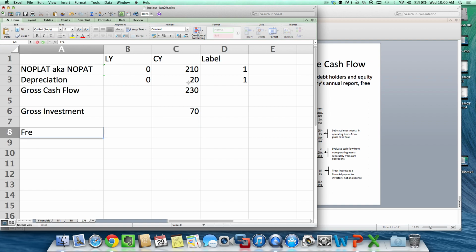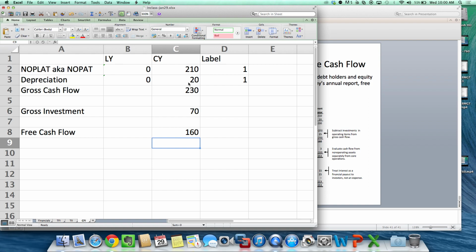What is free cash flow? It equals gross cash flow minus gross investment. That's the operating free cash flow of the firm. Yes? Maybe how you get gross investment. So change in invested capital: current year invested capital minus previous year invested capital, plus current year's depreciation, equals gross investment.